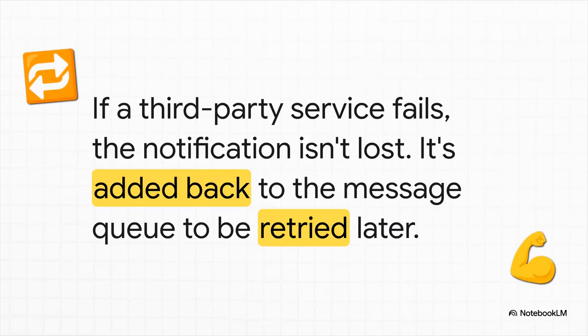And here's where the queue becomes so powerful. What happens if a worker tries to send an SMS, but that third-party service is temporarily down? In our old system, that notification would be lost forever. But here, the worker simply fails, and the job automatically goes back into the queue to be tried again a few moments later. It's a simple and beautiful way to handle temporary failures.